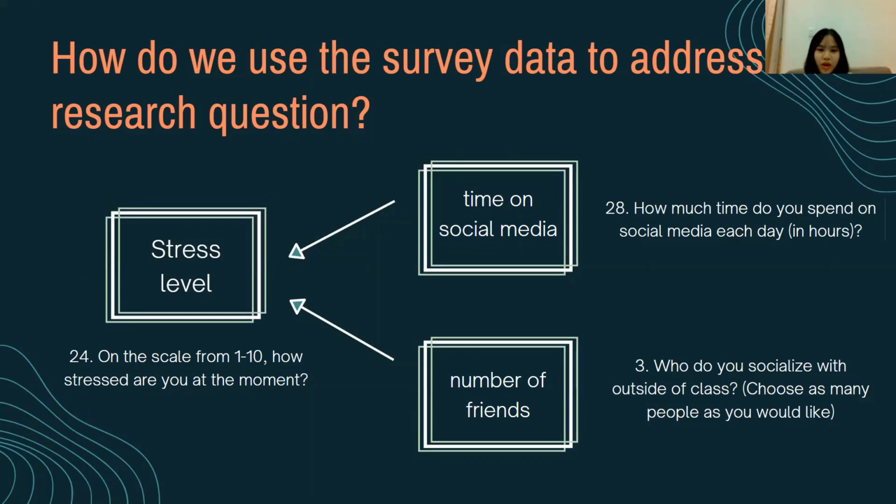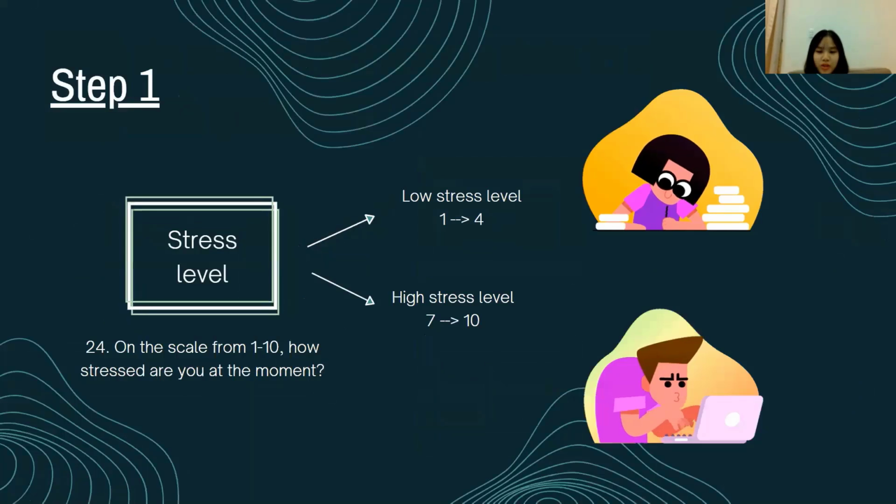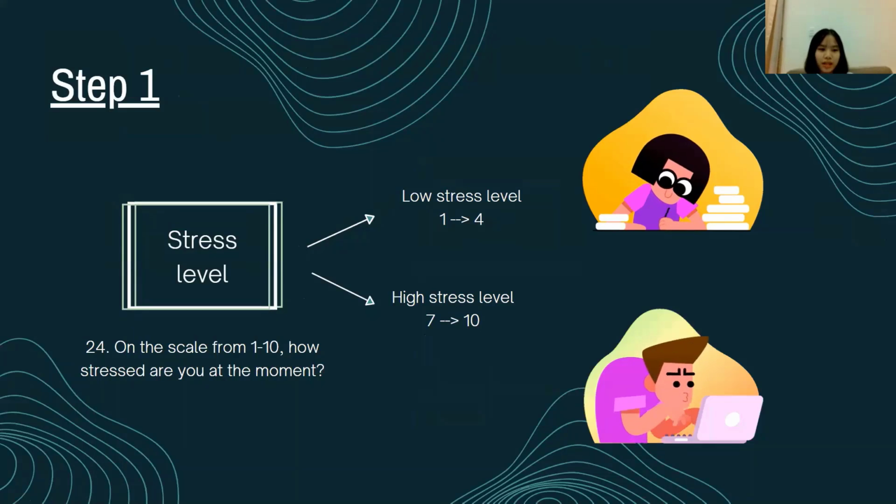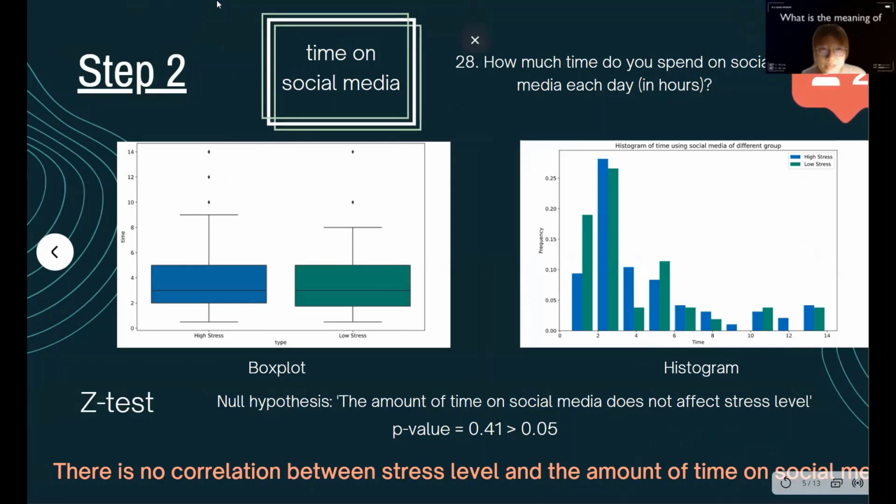At first, for the stress level, we examine the data in question 24 and categorize students into two groups. One low stress group contains those who have stress level from 1 to 4, and the other high stress group contains those who have stress level from 7 to 10. Then we examine the time they spend on social media based on question 28, and the result is shown on the box plots and histogram.